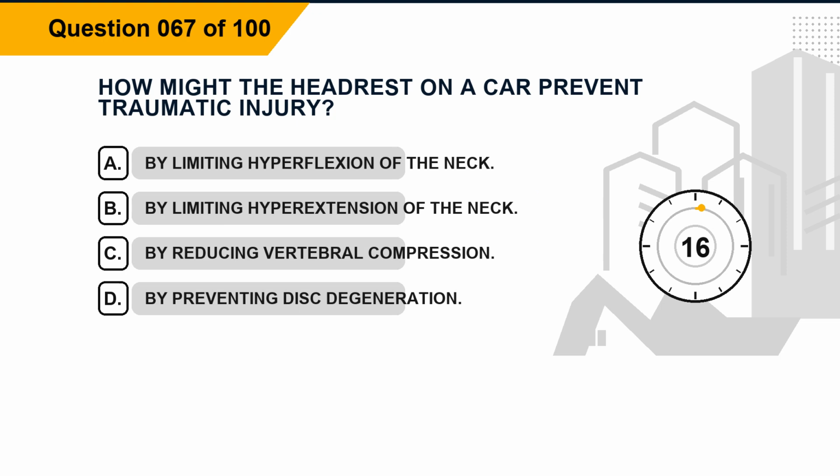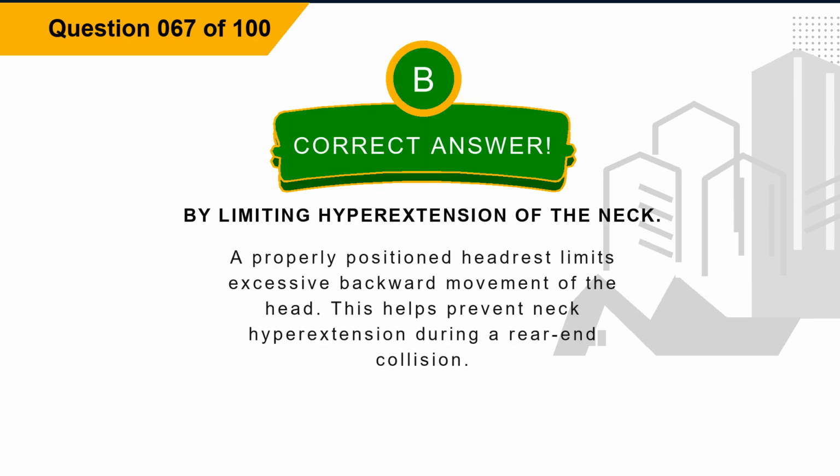Question 67. How might the headrest on a car prevent traumatic injury? Option A, by limiting hyperflexion of the neck. Option B, by limiting hyperextension of the neck. Option C, by reducing vertebral compression. Option D, by preventing disc degeneration. The correct answer is option B, by limiting hyperextension of the neck. Explanation: a properly positioned headrest limits excessive backward movement of the head. This helps prevent neck hyperextension during a rear-end collision.